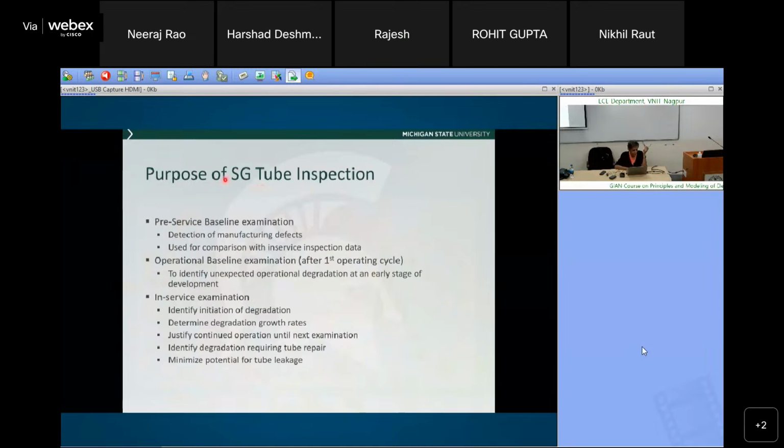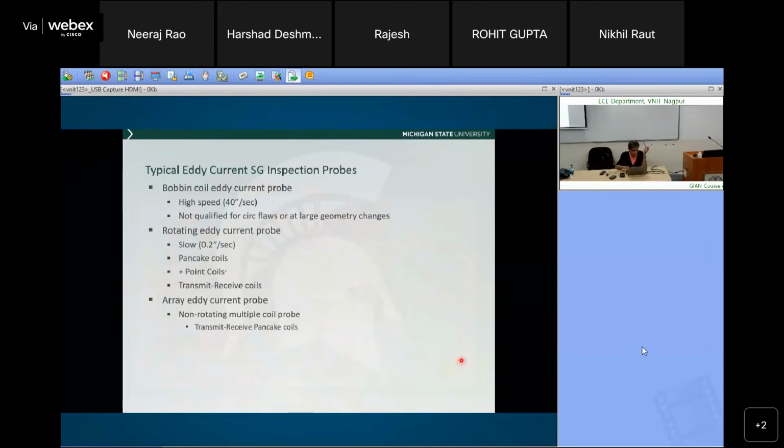The purpose of the steam generator inspection is, first, to do a pre-service baseline inspection to detect manufacturing defects. Then, of course, after every operating cycle, they inspect it and save all this historical data. So that's the procedure that is used.